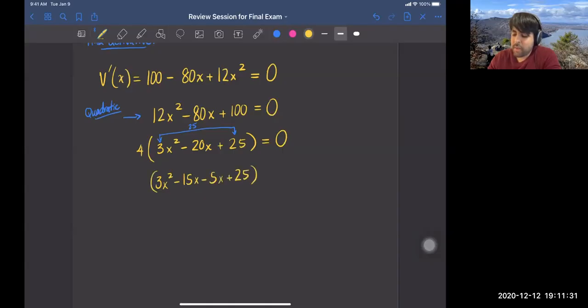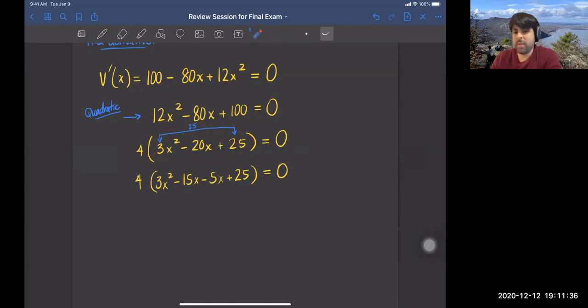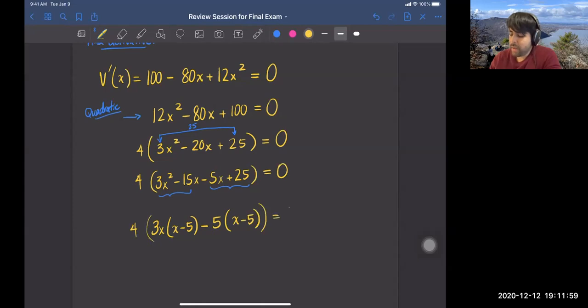Remember, this is stuff that we talked about in the beginning of the semester in terms of factoring trinomials. This is one of the things that is expected of you to do. So then we can factor these two terms by grouping. We factor out the 3x and I get x minus 5. Factor out the negative 5, I get x minus 5. And then I can factor out the x minus 5, and I get x minus 5 multiplied by 3x minus 5, set equal to 0.